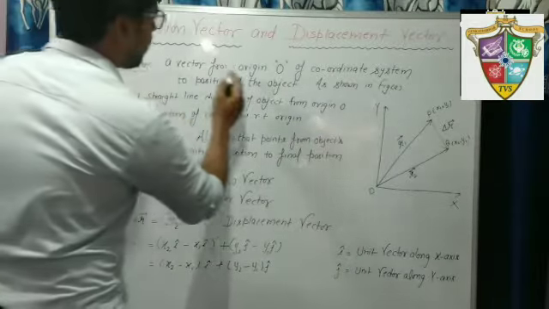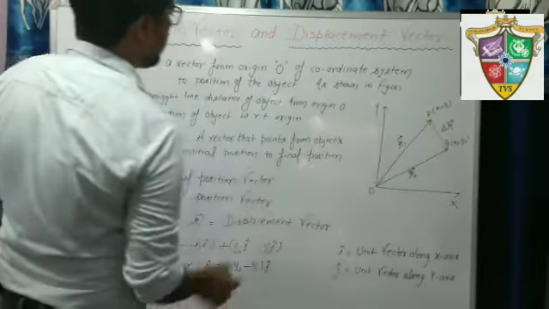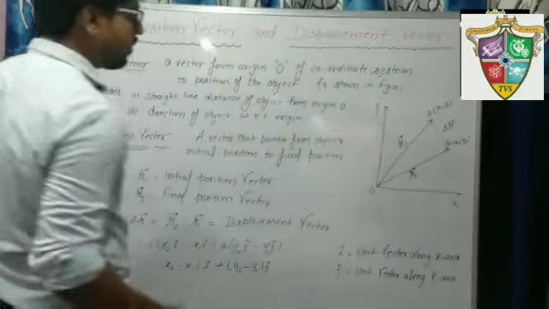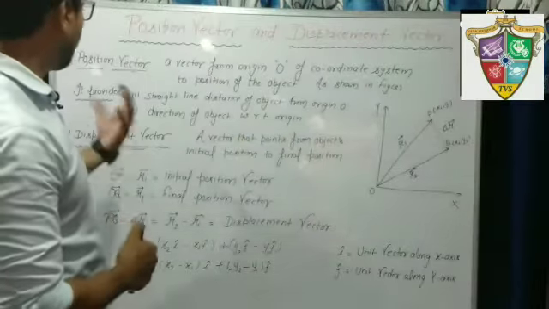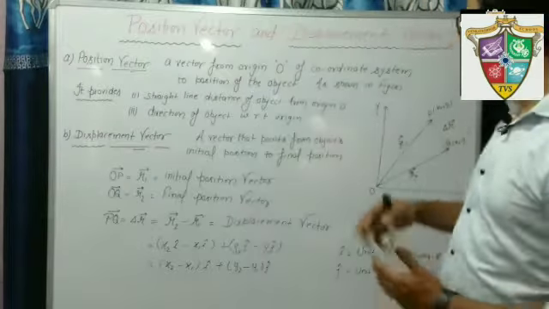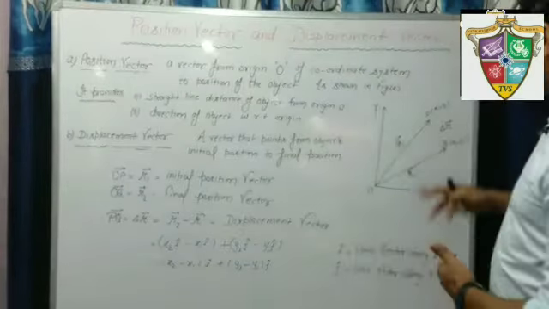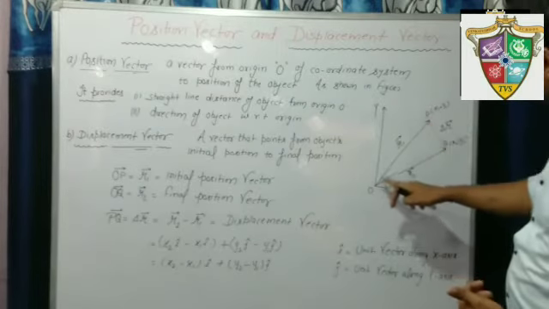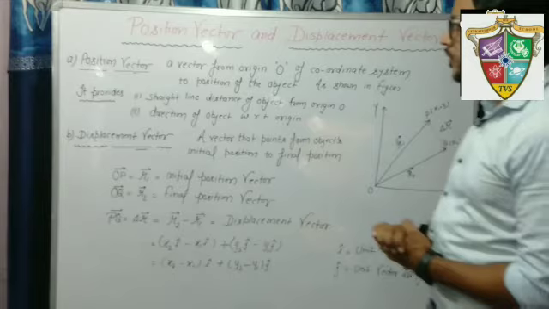It is a vector from the origin, the origin point of a coordinate system, to the position of the object. To specify position, a vector drawn is known as the position vector, and it is usually denoted by R. So you can say this P location is denoted by this position vector R1.